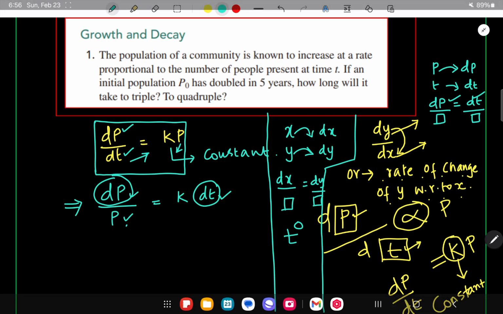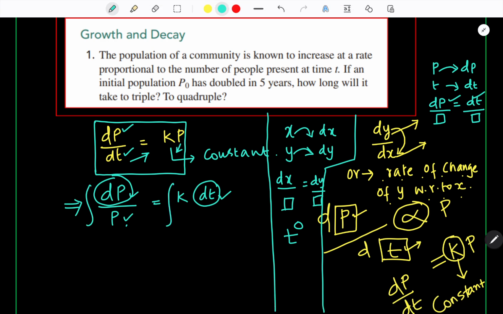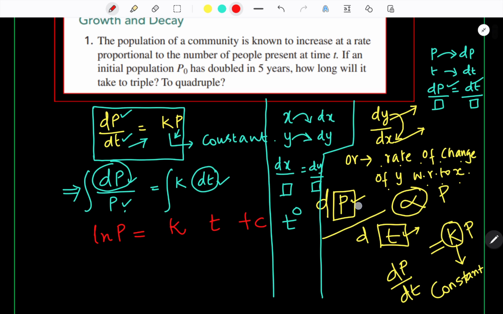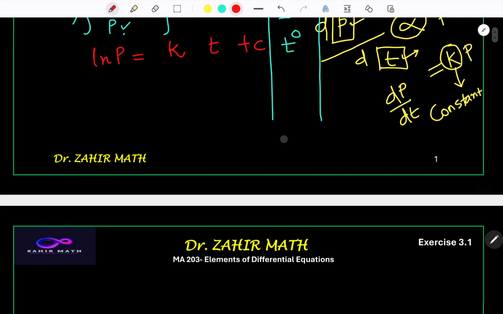So once integration starts, let's start the integration. dp by p is what? ln p, where k is a constant, and the integral of dt is what? t plus an integrating constant c. So ln p equals kt plus c.